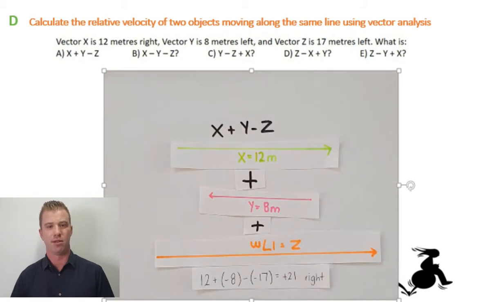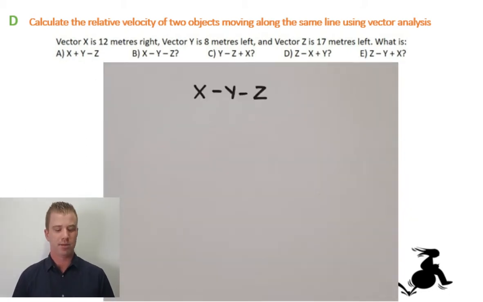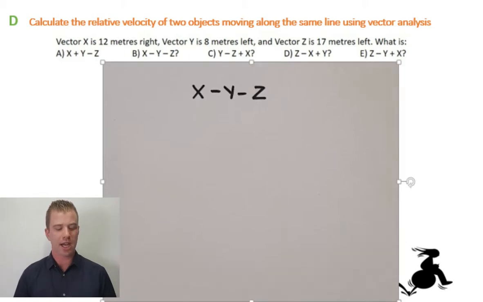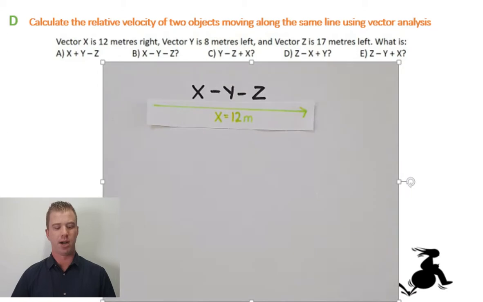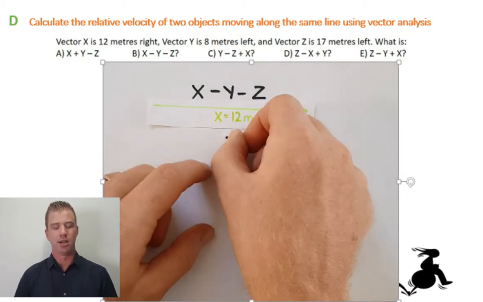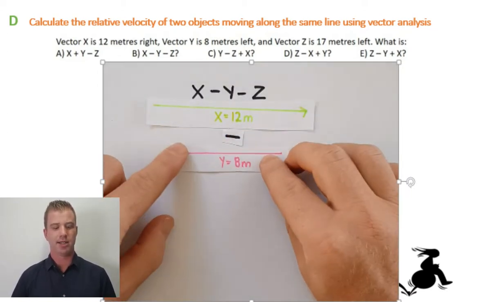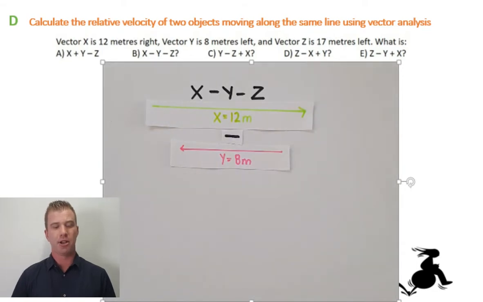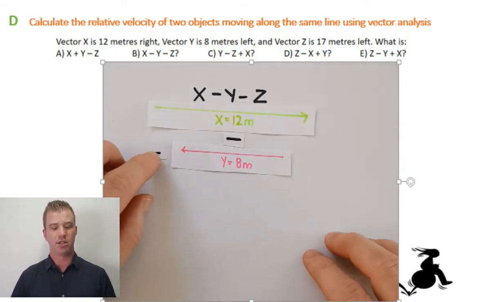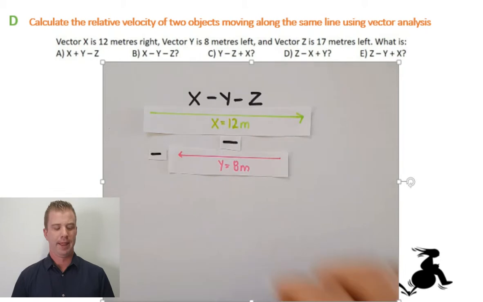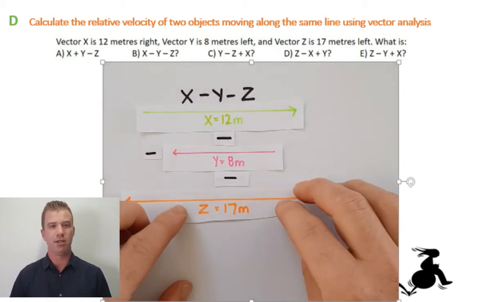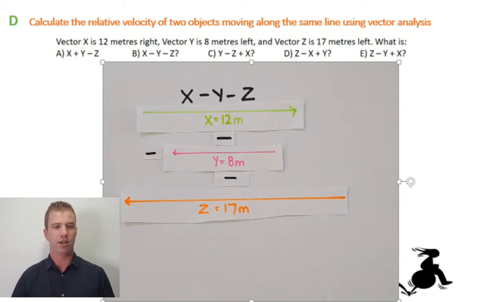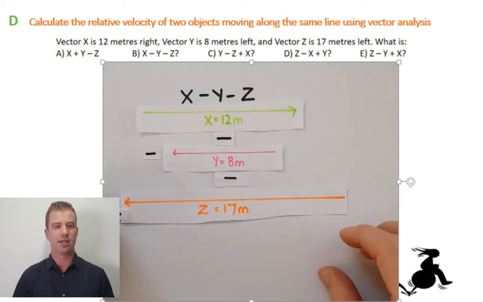21 towards the right. Now for the next one, x minus y minus z, you have 12 minus brackets negative 8 close brackets minus brackets negative 17 close brackets, and you'll get positive 37 to the right. Now for the next 3 questions, see if you can answer them by yourself, and I'll put the answer up in a few seconds.